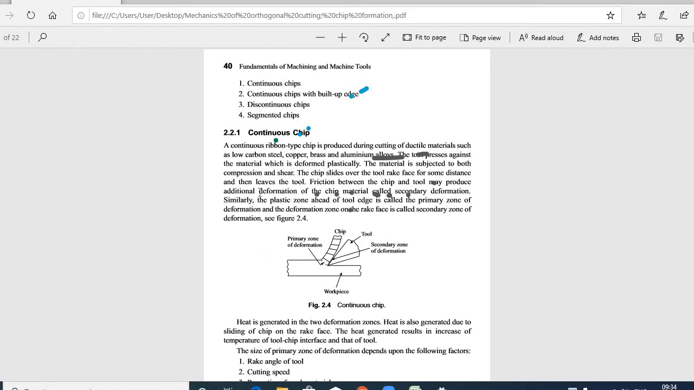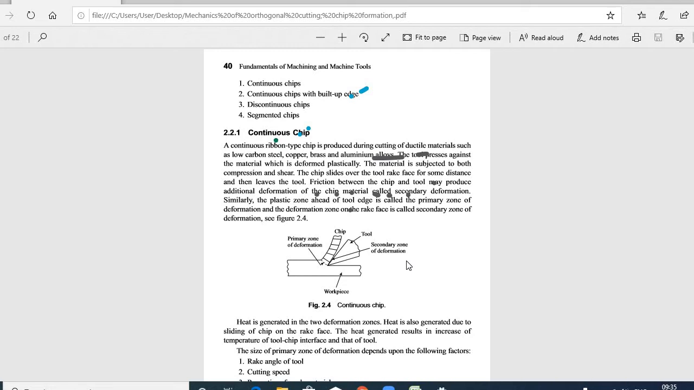The material is subjected to both compression and shear. The chip slides over the tool rake face for some distance and then leaves the tool. You all can see here the space between chip and the tool.